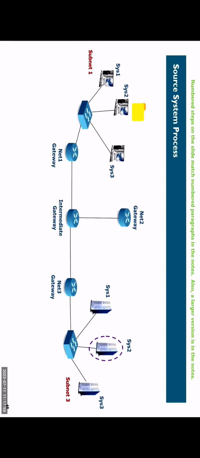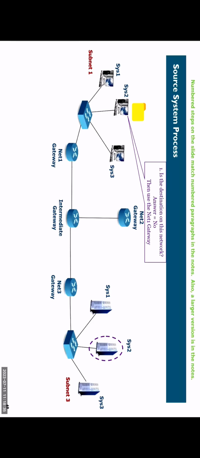They are not directly connected together. There are some things in between them. So let's talk about the path that this information would take going from system 2 on subnet 1 to system 2 on subnet 3. First, system 2 on subnet 1, the sender of the data, asks itself a question based on the address of the destination. Is that destination on the same network as me, or is it on a different network?